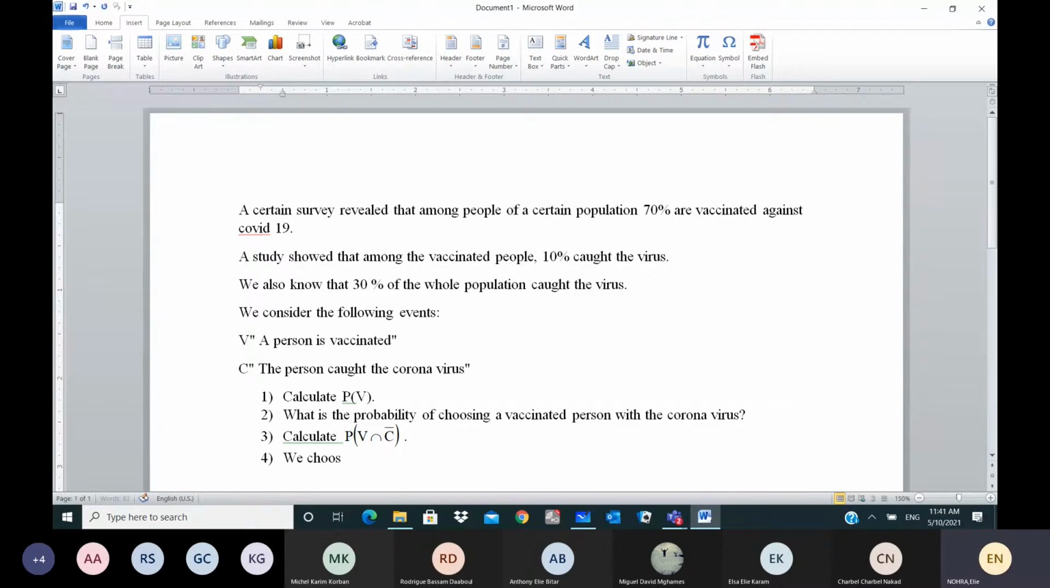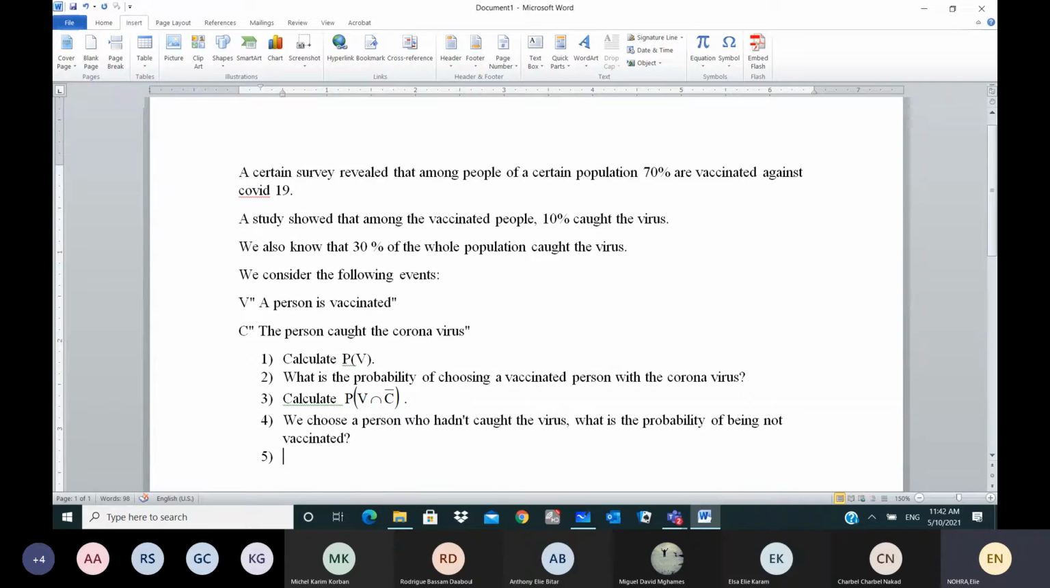We choose a person who hadn't got the virus. What is the probability of being not vaccinated?